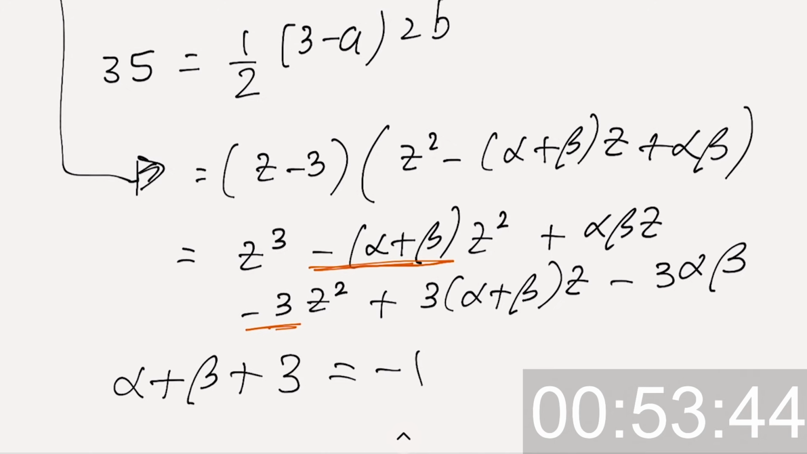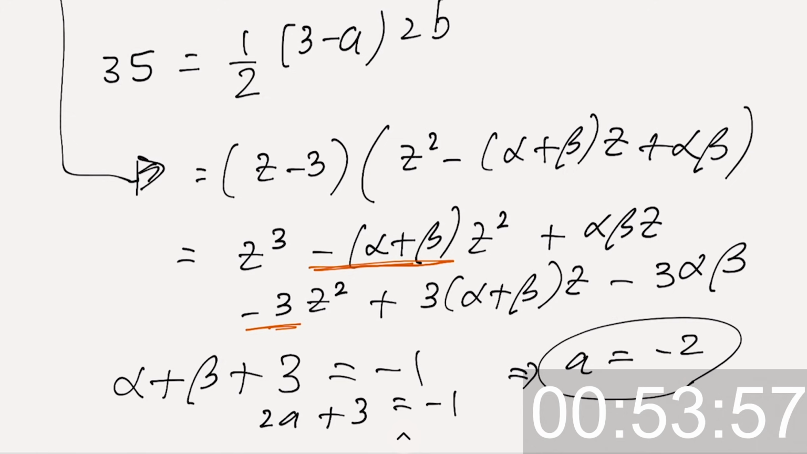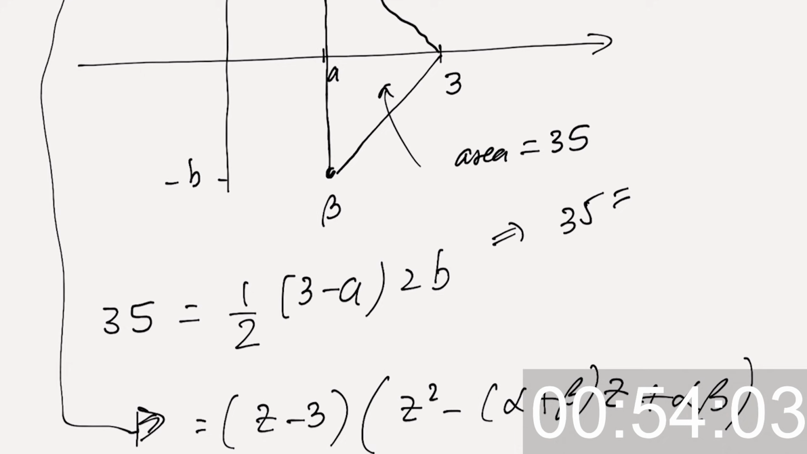Alpha plus beta, that cancels the i part, so that's 2a plus 3 is minus 1. So that tells me 2a is minus 4, so a is minus 2. Here, this tells me now 35 is half times 5b, so the halves cancel, and 5b is 35, so b is 7. Okay, fab. So a is minus 2, b is 7.